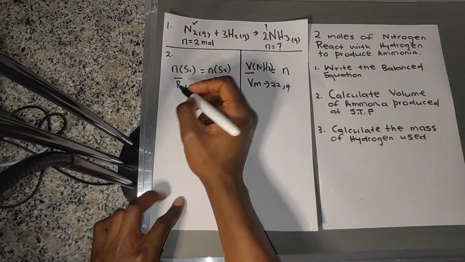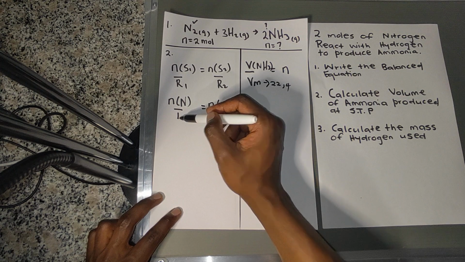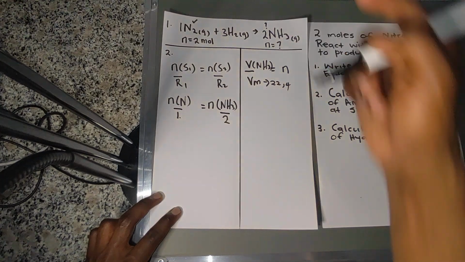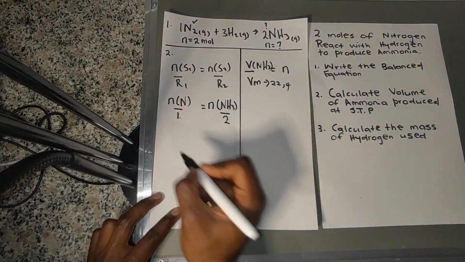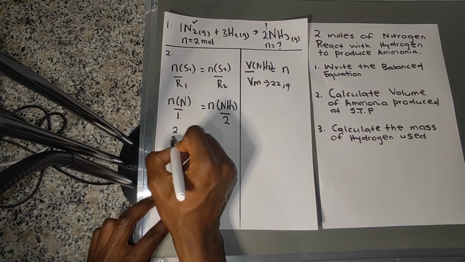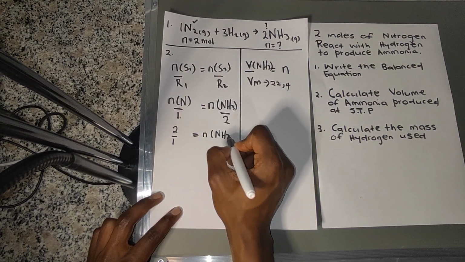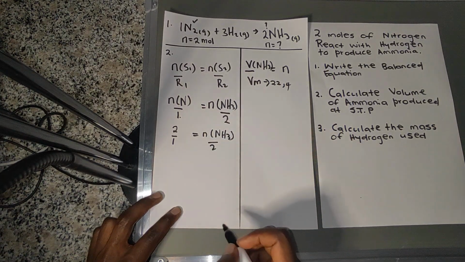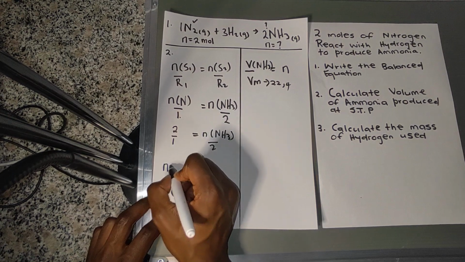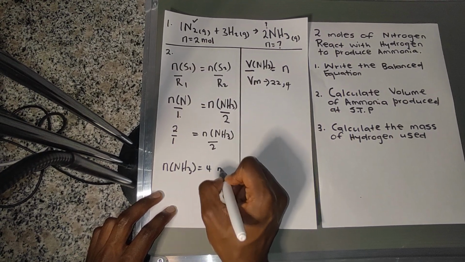Now let us substitute here. This is going to be the number of moles of nitrogen, and this number balances nitrogen in this reaction. Let me put this imaginary one. And then this 2 balances ammonia in the chemical reaction. So let us substitute here. What is the number of moles of nitrogen? We are given that it's 2. So this is going to be 2 over 1 equals the number of moles of ammonia over 2. Now if we cross multiply, 1 times the number of moles of ammonia, the number of moles of ammonia should be equal to 4 moles.